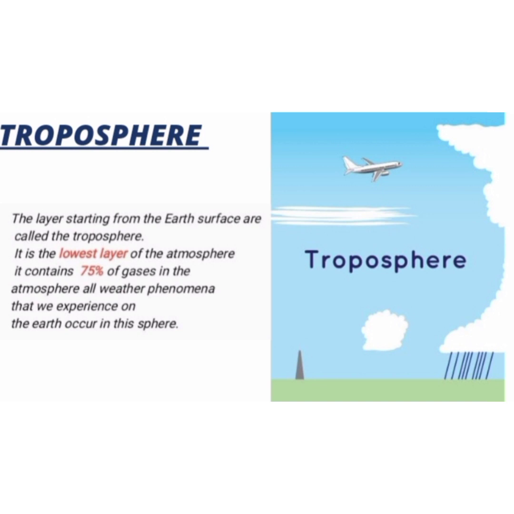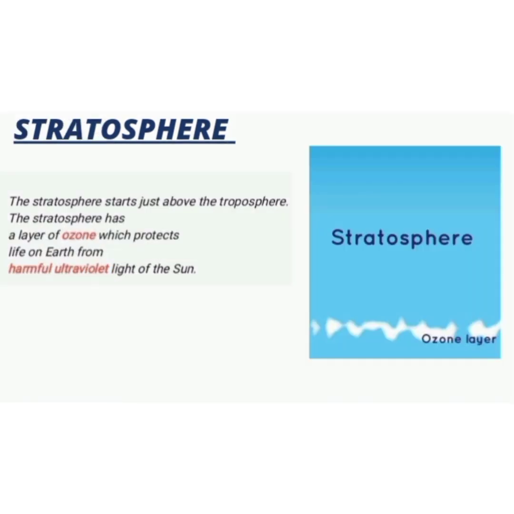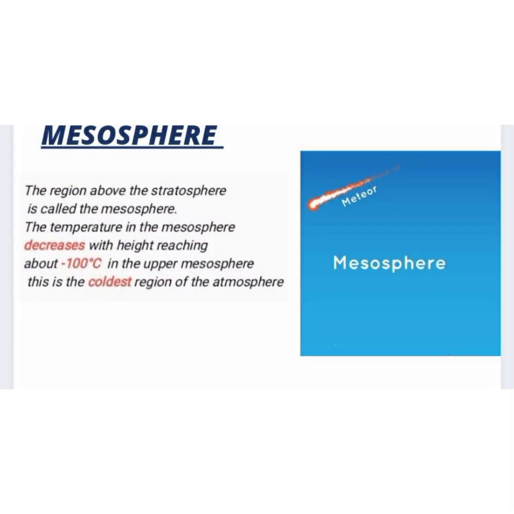Now you see that the stratosphere starts just above the troposphere, and the stratosphere has a layer of ozone which protects life on earth from harmful ultraviolet light of the sun. The region above the stratosphere is called mesosphere, and the temperature in the mesosphere decreases with height, reaching about minus 100 degrees centigrade. In the upper mesosphere, this is the coldest region of the atmosphere.